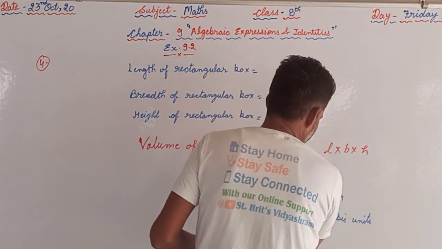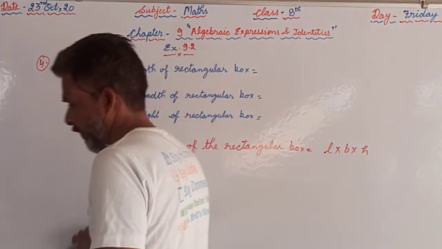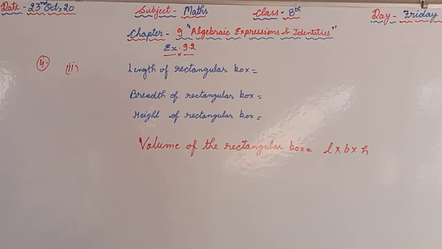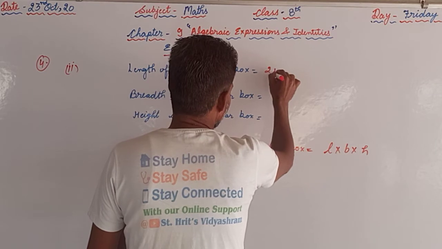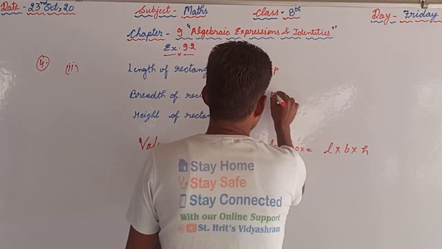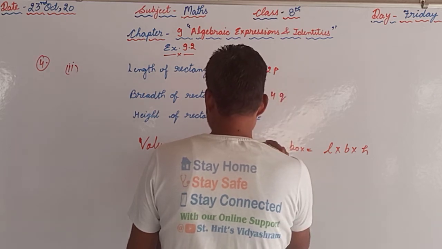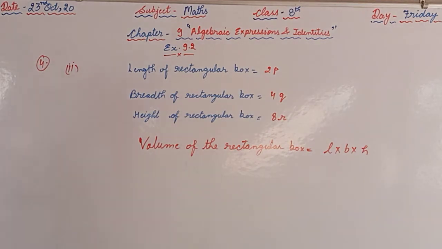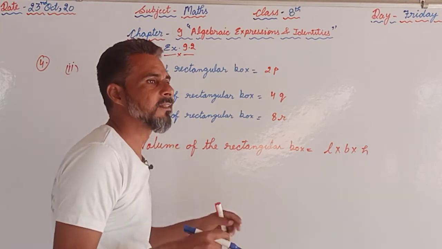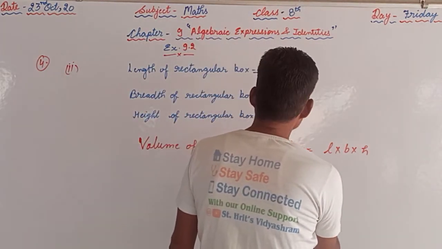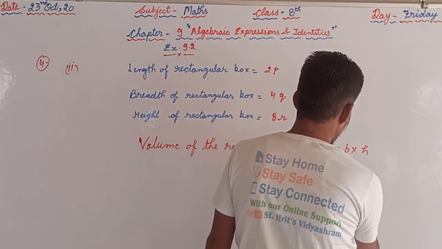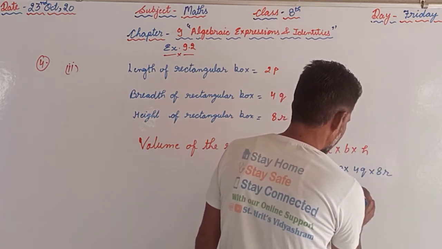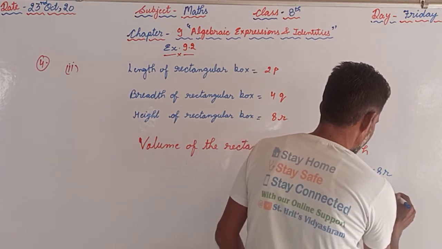So for part second, the length is 2p and breadth is 4q and the height is 8r. Again the same formula is there because we have to find the volume only of that rectangular box, that is the cuboid. Length into breadth into height, and length is 2p into 4q into 8r, that is 2 into 4 into 8 into p into q into r.